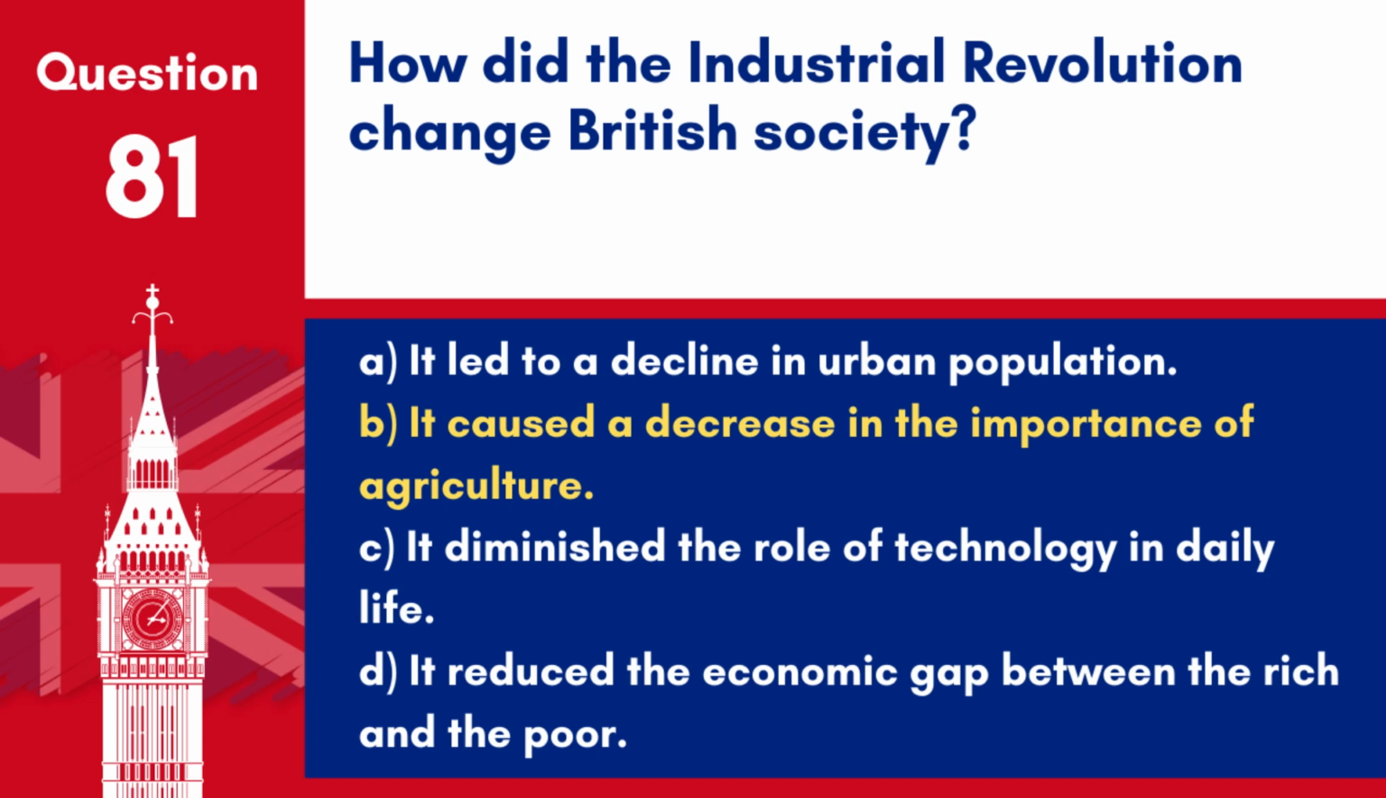The Industrial Revolution fundamentally changed British society by shifting the emphasis from agriculture to industry, leading to urbanization, technological advancements, and changes in the labour market.